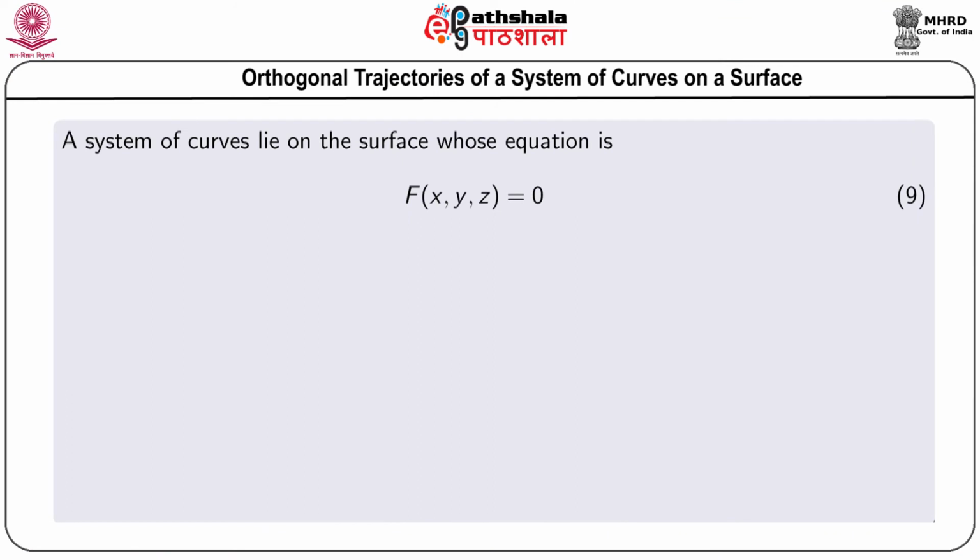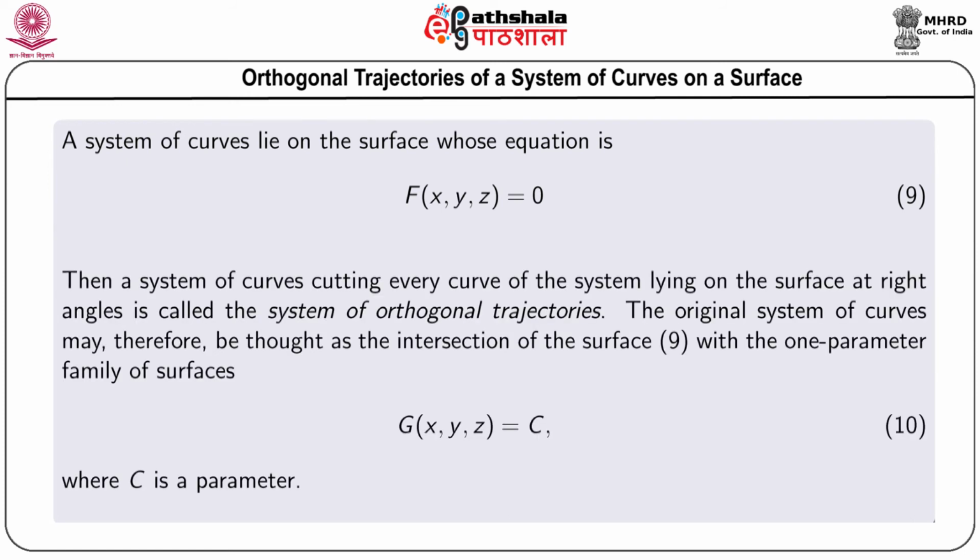Now, we shall discuss how the method of solving simultaneous equations can be applied in a geometrical problem. We shall show how to find orthogonal trajectories of a system of curves on a given surface. Suppose the equation of a surface is given by equation number 7, f(x, y, z) equals 0, and there is a system of curves on this surface, and let the equation of the curve be given by equation 8 together with equation 7.